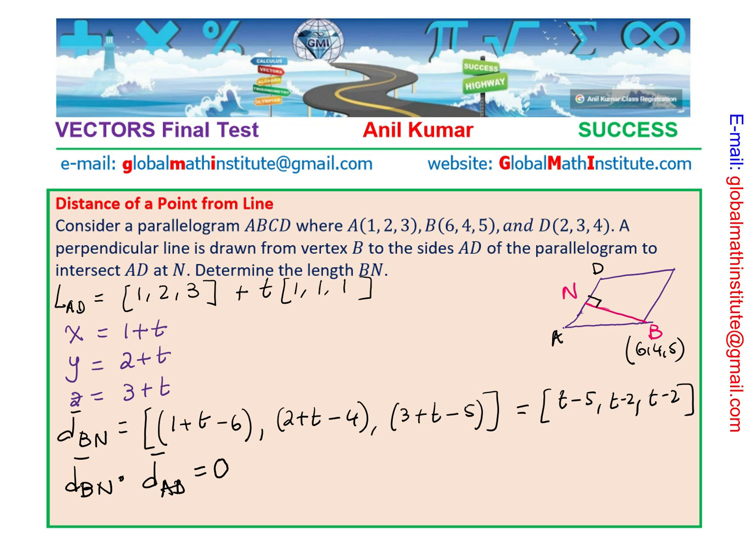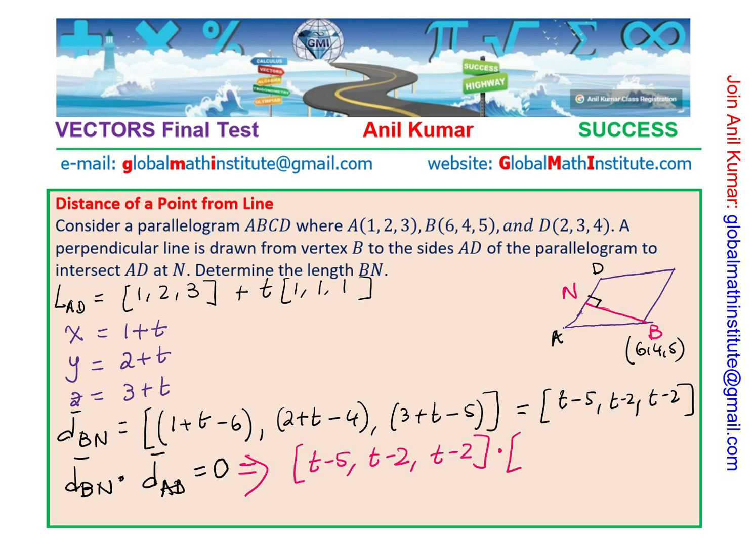So now find the dot product of these two, right? So we have here (t minus 5, t minus 2, t minus 2), dotted with AD, which we just worked out. You can again calculate, right? We are looking into AD. So 2 minus 1, it was (1, 1, 1), right? Correct. So this dot product should be equal to 0. Makes sense? Now from here, you'll get the value of t, and then point N, right?